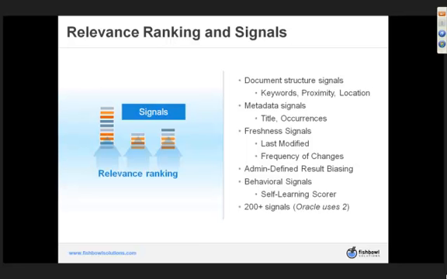Things like metadata. If a keyword is in the title of the document, that probably carries more weight than if it's somewhere else. Or how many occurrences, if brochure is both in the doc type and the title, well, that might be more important than something where it's only in the body. Also looking at freshness, date. When was it last modified? How often is it changed?